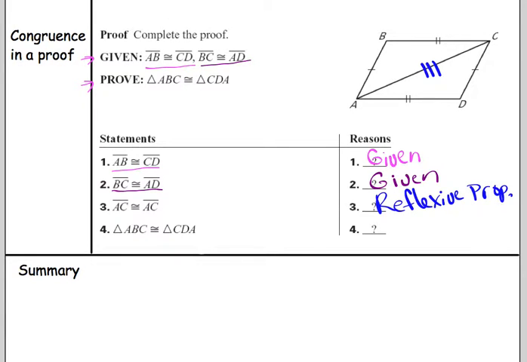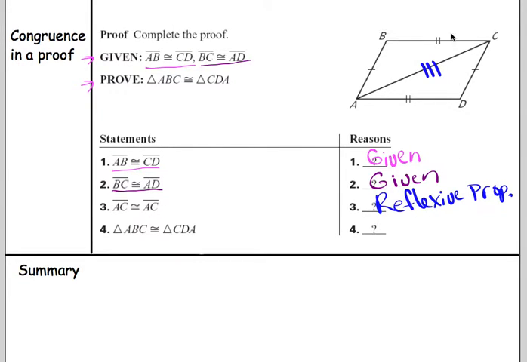Something that they sometimes try to disguise this is by flipping the letters backwards, but remember that this is a segment. You can name it as AC or CA. So they could change the order on it, but it would still be the reflexive property as long as it's the same 2 letters congruent to the same 2 letters here.